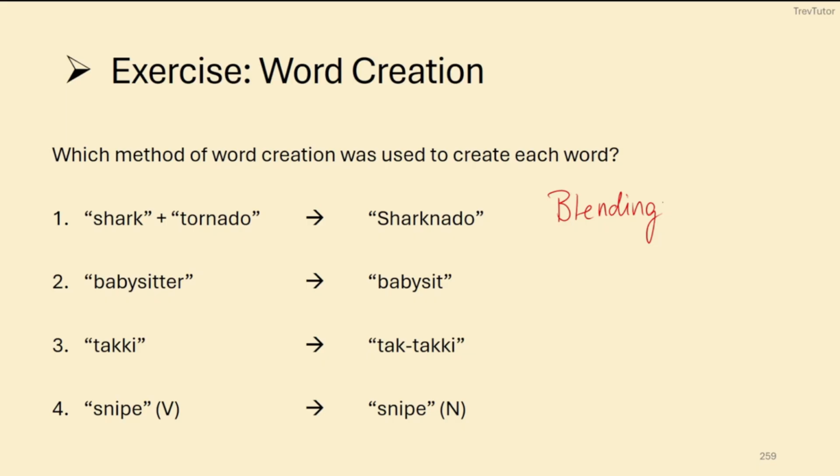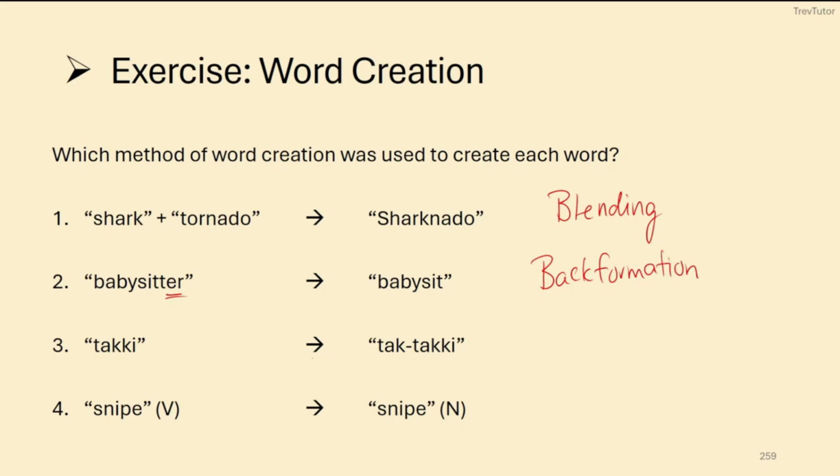What about babysitter to babysit? Well, we have this ER suffix on here. It looks like that's an agentive suffix that turns a verb into a noun, but actually babysitter came first. So this is an example of back formation. We're removing the ER to create a new word, which is a verb, babysit.